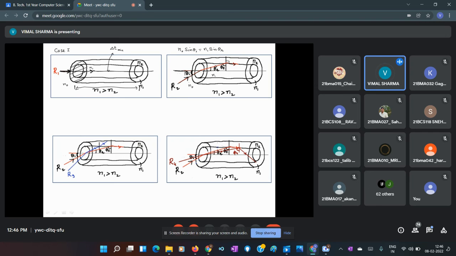Okay, so we have discussed two cases, and in this case, the time taken by, let me write it here. I'll explain this in more detail in the coming part of the lecture or in coming lectures, but I'm writing it here. The time taken by this ray to move from one end of the optical fiber to the other end of the optical fiber is maximum.